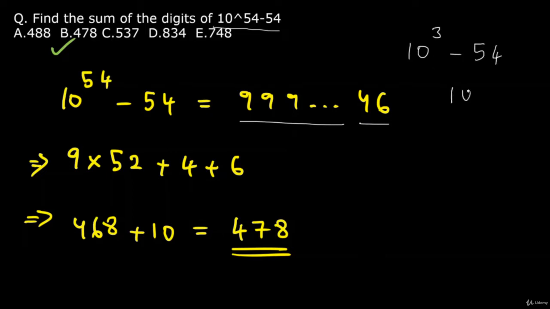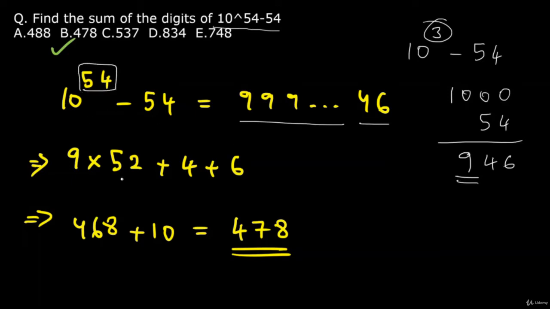That would be 1000 minus 54, right? And you will get 946, right? Therefore, when you have 10 to the power 3, you have only 9. Similarly, if you have 10 to the power 54, you will have 52 nines, and then it will end with 4 and 6. So you just need to add these up to get the sum of the digits, and that would be 468 plus 10, right? And that gives you the answer as 478, which is option B over here.